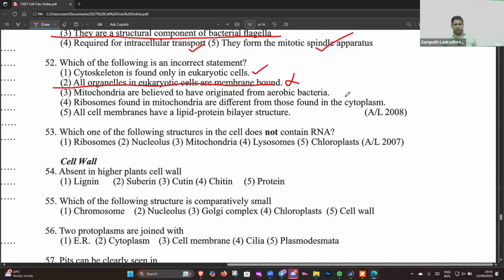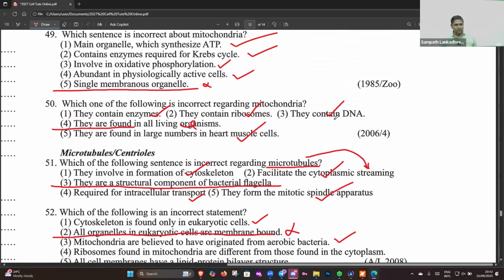Mitochondria are believed to have originated from aerobic bacteria. Correct, but we didn't learn it. It's out of syllabus. But I think I mentioned it in the class. Remember, I said the beast and the beauty story in the theory class? Remember, people?